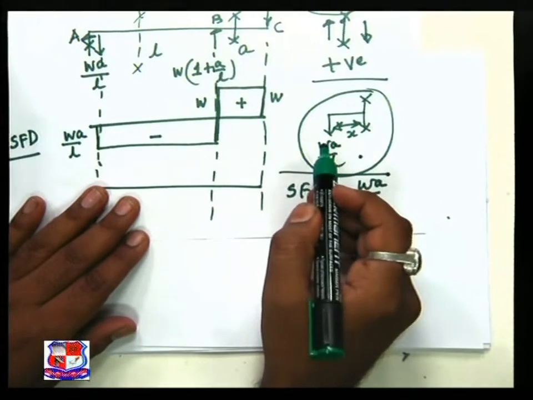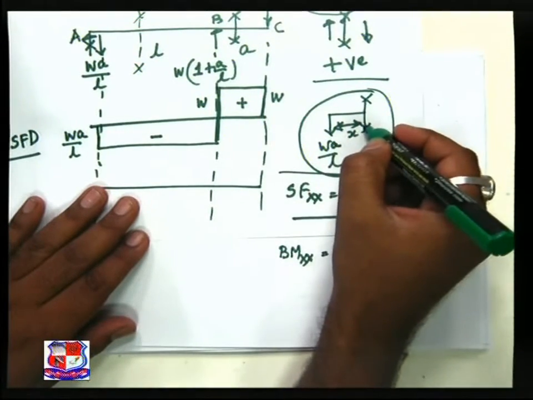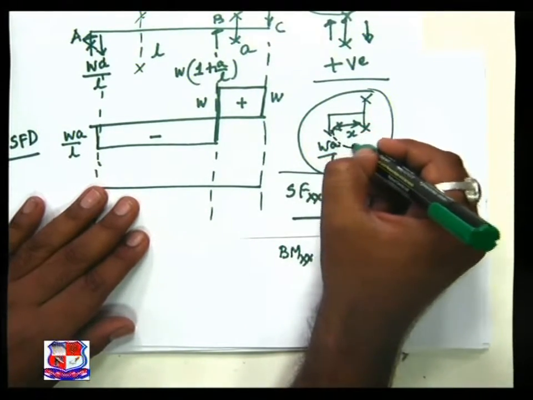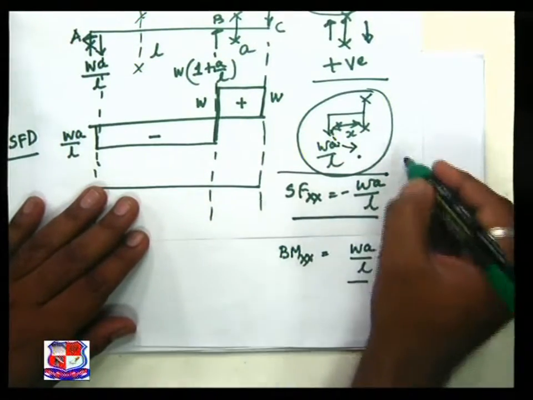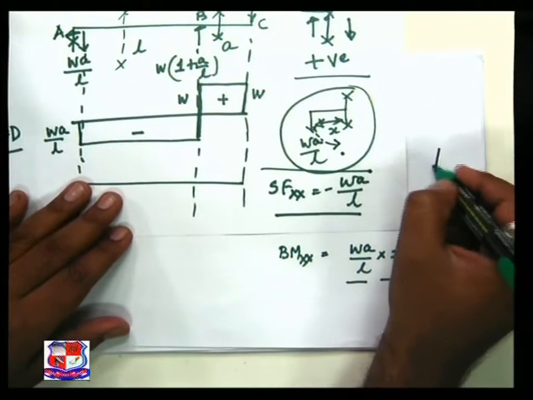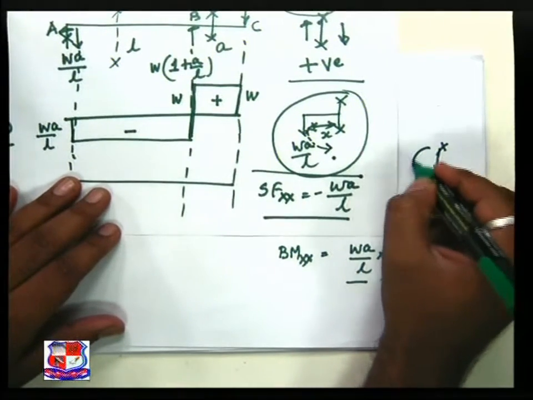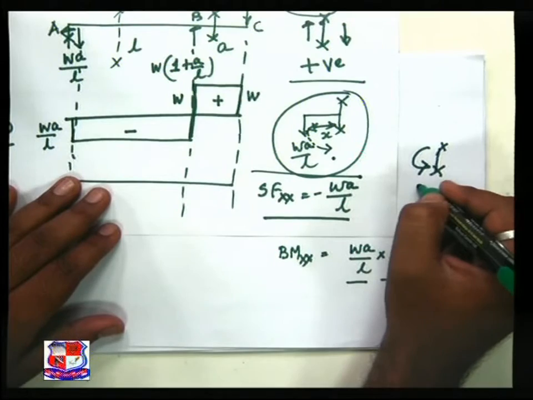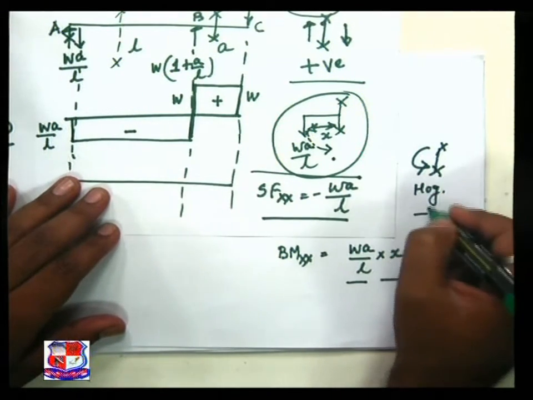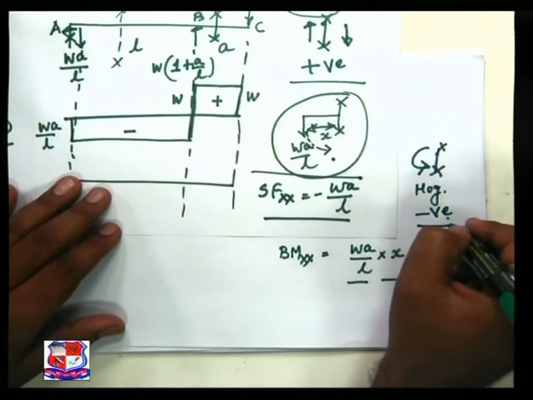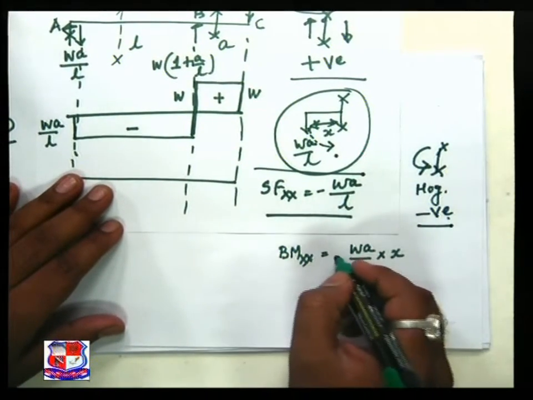Now the sign convention: section left creates an anti-clockwise moment, means section left anti-clockwise. This is nothing but hogging nature, and it is treated as negative as per our sign convention. Minus sign is there.